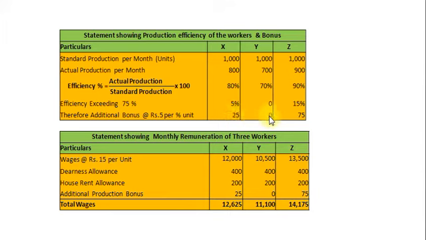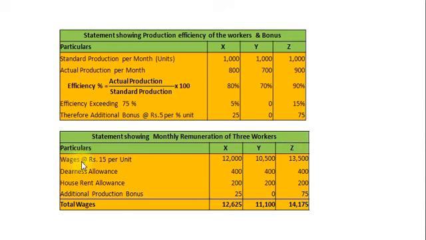Why? There is no bonus. And in case of Z, 15 multiply 5, that is rupees 75. Now we will calculate monthly remuneration of 3 workers, particulars X, Y and Z.